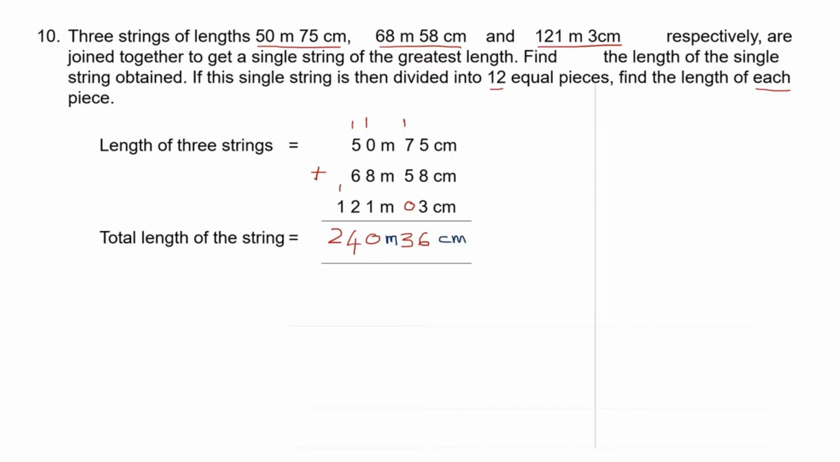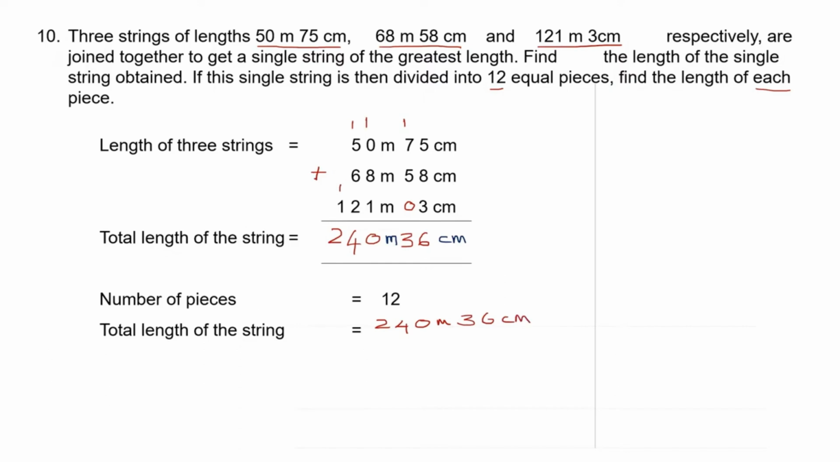The second part of the question is division. Number of pieces are 12. Total length of the string is what we just found out, that is 240 meters, 36 centimeters. We have found this out. Now we have been asked to find the length of each piece. Now how do we find the length of each piece? By dividing 240 meters, 36 centimeters divided by 12.